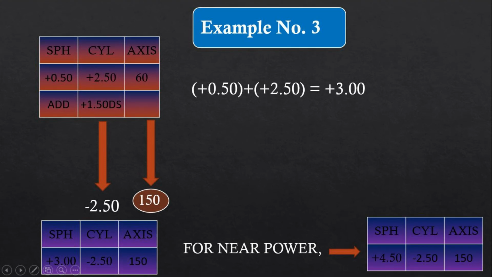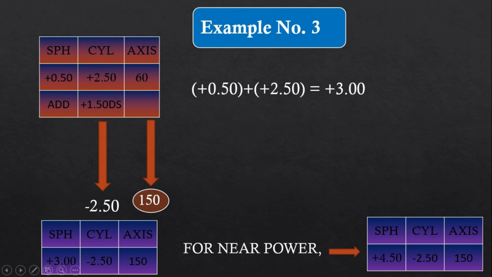And now for reading, you have to add the algebraic number of addition in the algebraic spherical value of distance only, but don't touch the cylindrical value and sign and axis value also, and you will get the reading power. Now in this prescription, the algebraic number of addition is plus 1.50 and algebraic number of distance spherical is plus 3. After adding algebraic number of plus 3 and plus 1.50, you will get the new spherical value for reading power, that would be plus 4.50 diopter sphere.